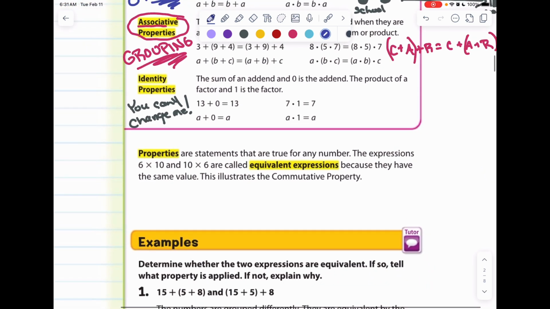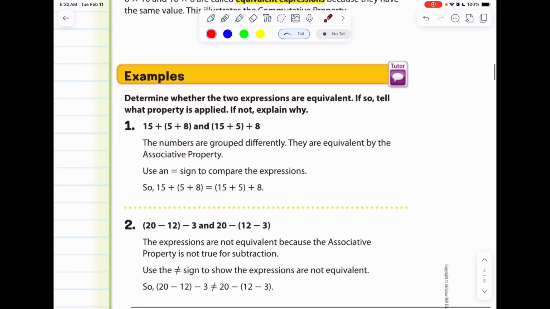Okay, we already looked at this part. I did not read this to you, so I'll do that really quick. Properties are statements that are true for any number. The expressions 6 times 10 and 10 times 6 are called equivalent expressions because they have the same value, okay? This particular example of equivalent expressions demonstrates the commutative property because they change the order. Let's look at some examples.